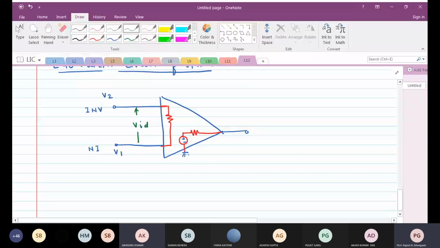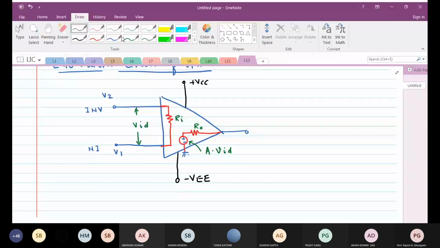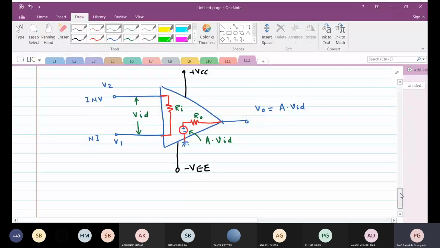This is the differential input. This is called as the input impedance or input resistance. Okay. This is called as the output resistance. And this is A into VID. And of course, we generally show plus VCC here, and we show in a similar way minus VEE here. So this is called as the equivalent circuit of operational amplifier. Output voltage VO is equal to A into VID. It is much more simpler than the transistor equivalent, as you can see very easily here.